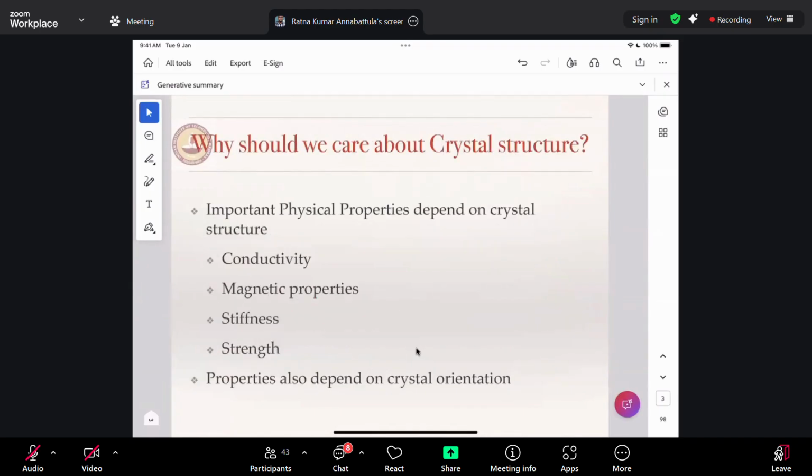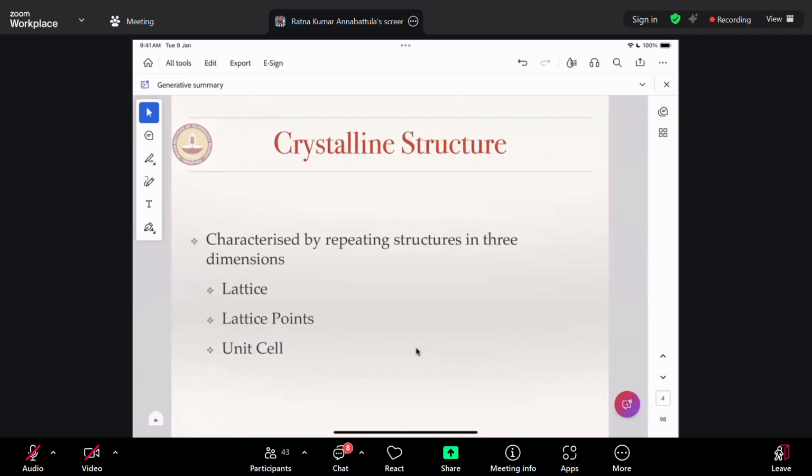Okay, so why should we care about crystal structure? Because important physical properties such as electrical conductivity, thermal conductivity, magnetic permeability, magnetic properties, elastic stiffness and strength of these materials, all these things depend on the kind of crystal structure. That is the reason why we need to understand the structure of the material. So in order to understand crystalline structure, we need to first understand the language in which these crystal structures are to be identified or described.